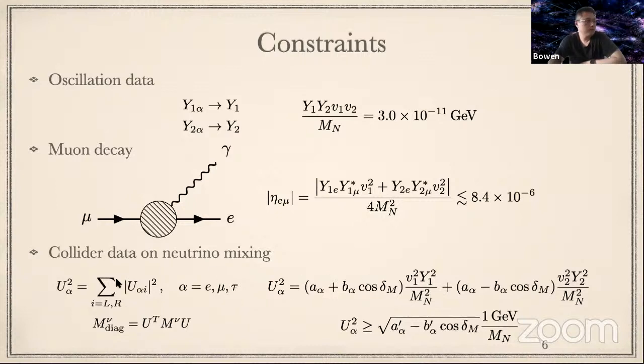As widely discussed in the literature, the strength of the active-sterile neutrino mixing is characterized by this quantity U alpha squared, where U alpha is the unitary matrix diagonalizing the total mass matrix of active and sterile neutrinos. And in the type 1b seesaw model, we have the expression of U alpha squared like this, where A and B are some coefficients determined by the oscillation data, and delta M is a relative Majorana phase. And using the relation of the couplings from the oscillation data, we can derive a lower limit to U alpha squared, which depends on the right-handed neutrino mass.